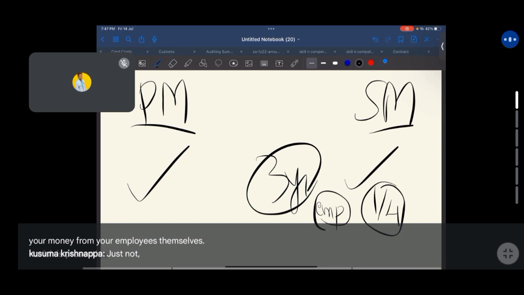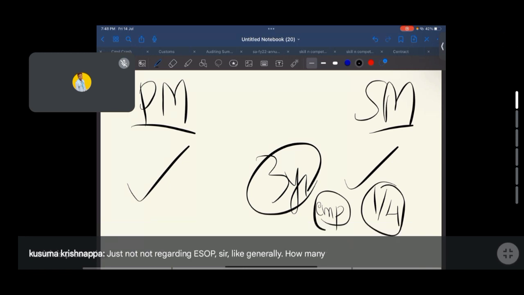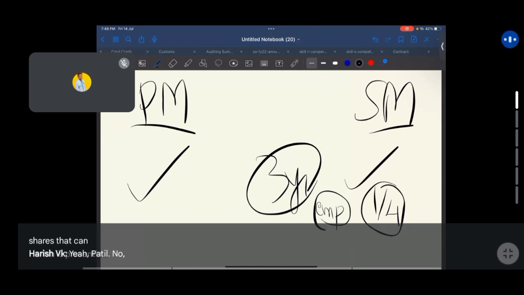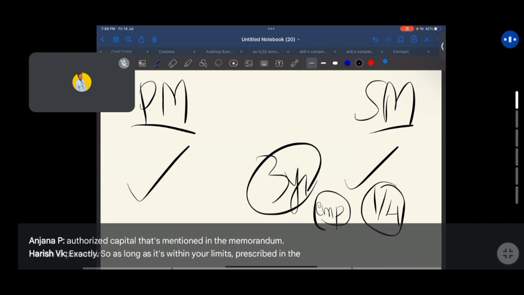Not regarding ESOP, sir. Generally, is there a limit on the maximum number of shares that capital can be? No, not at all. You can raise crores and crores worth of money, as long as there are regulations. As long as SEBI is okay with it, no problem. But theoretically, it's the authorized capital that's mentioned in the MOA. Exactly. So as long as it's within your limits prescribed in the MOA, you are okay to raise.